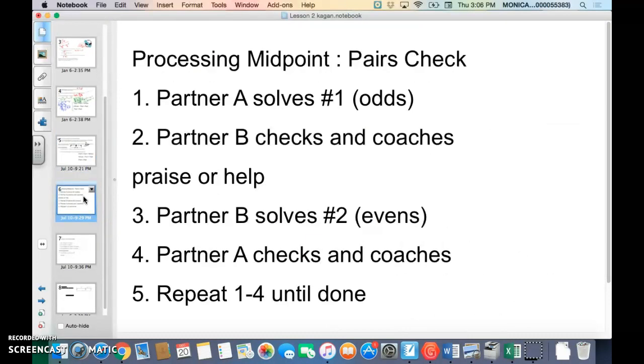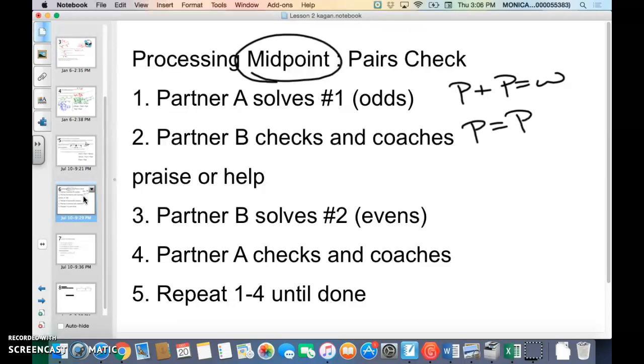All right, so at this point we're going to process midpoint. And please remember, midpoint is when you cut a segment in half. So whenever you see the word midpoint, you should be thinking part plus part equals whole. But in this case, you're going to be thinking part equals part. So it's either one of these. It depends on what they give you. You could also say like whole divided by 2 equals the part. So you kind of have to think about what situation they're asking for.